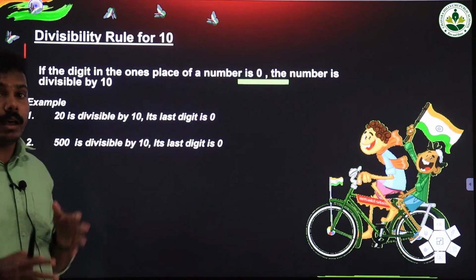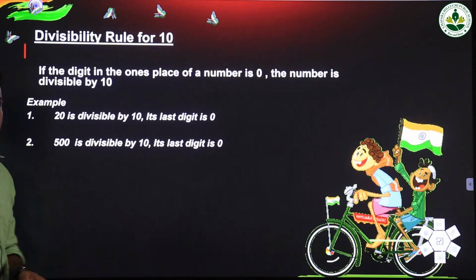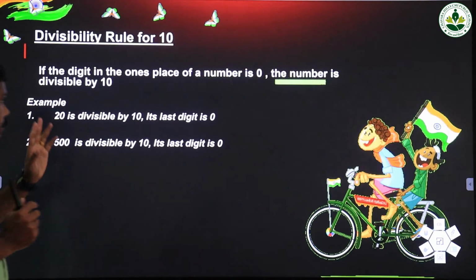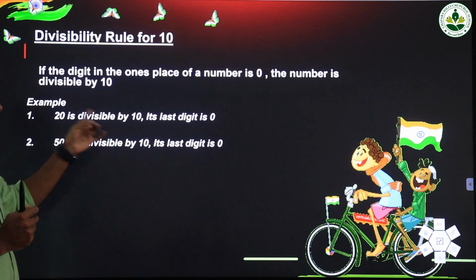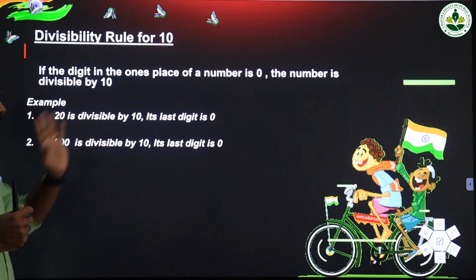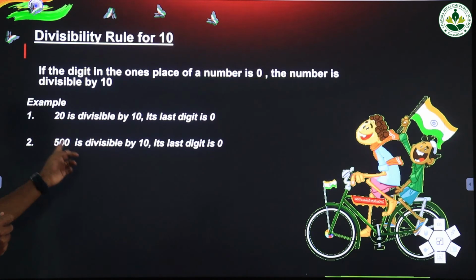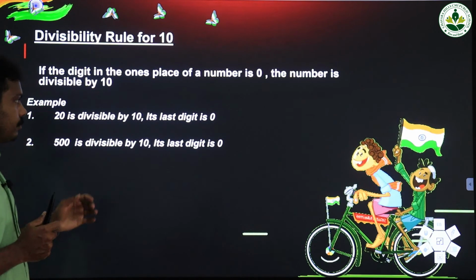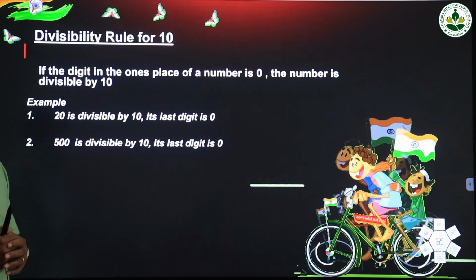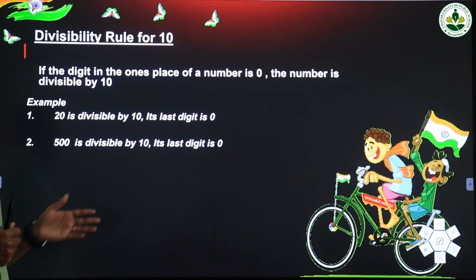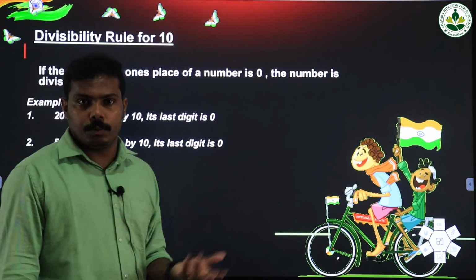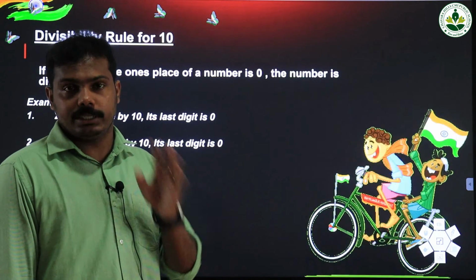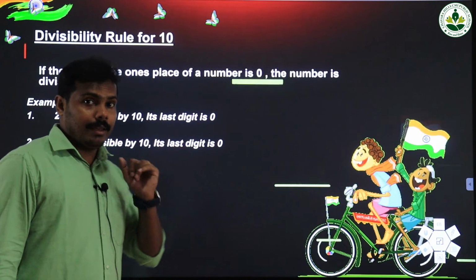Very simple. If the digit in the ones place is 0, then it is divisible by 10. 20 is divisible by 10 because the last digit is 0. 500, the last digit is 0, so it is divisible by 10. Is 5,679 divisible by 10 or not? No, because the ones place digit is 9, so it is not divisible by 10.